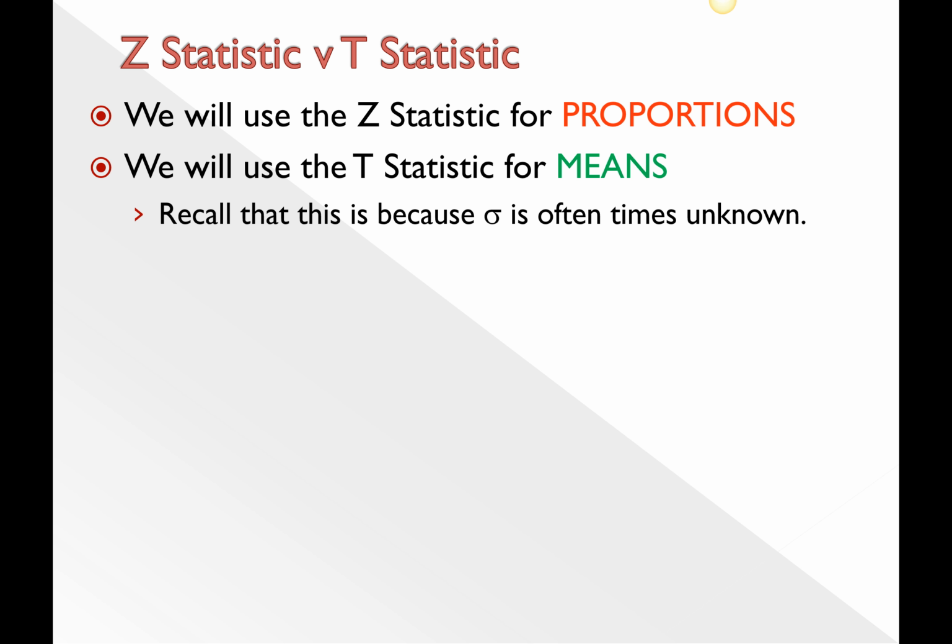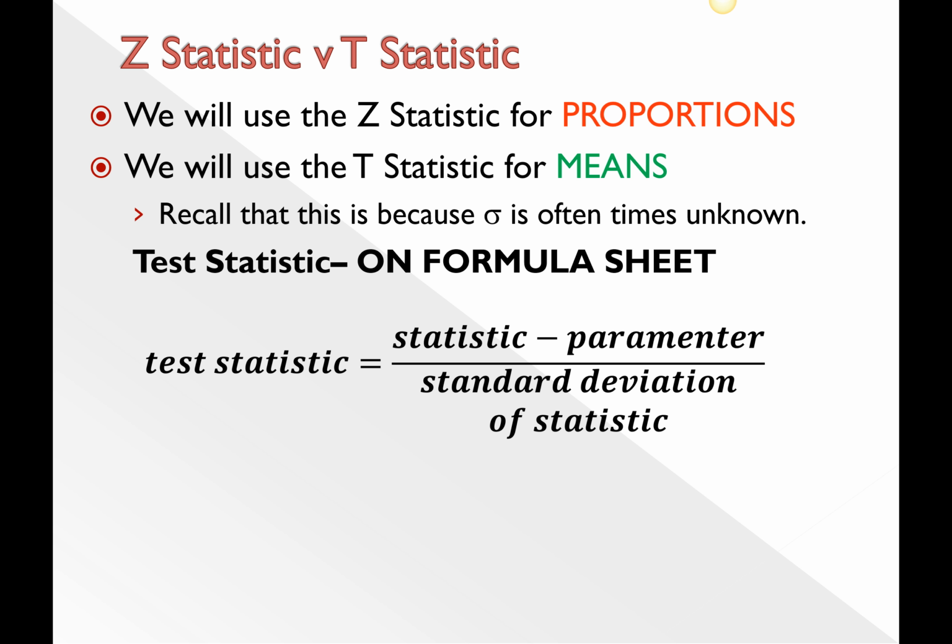We were going to recall the use of the T statistic for means because we oftentimes don't know sigma. So sigma is unknown. So remember, that's always why we use the T distribution over the normal curve for doing hypothesis testing and using it for confidence intervals. So remember that this test statistic is going to be on your formula sheet. This is on the very back page of it, and the test statistic is always computed the same exact way.